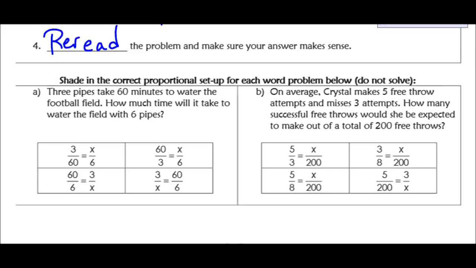So there's 3 pipes, and they take 60 minutes to water a football field. 3 pipes and 60 minutes. We're talking about pipes compared to minutes. That's our word ratio, pipes over minutes. And we know that 3 pipes take 60 minutes.